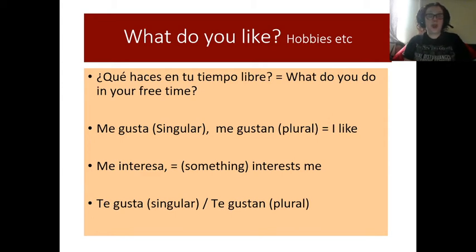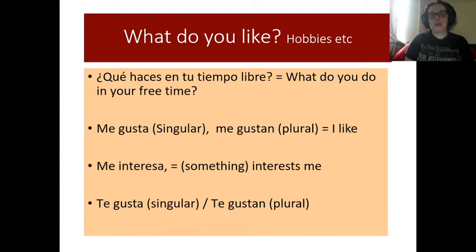So we now know how to say where we're from, and I suppose what we are, if we identify with a country. So some other things that come up in small talk are: what do you like to do, like hobbies, or things that you enjoy or are interested in? And there are many ways we can express that. So one way we could say is, ¿qué haces en tu tiempo libre? What do you do in your free time? So it'd be, ¿qué haces en tu tiempo libre?